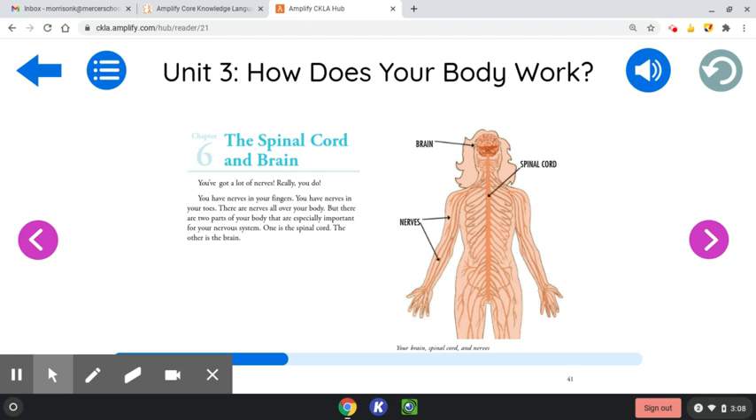Everyone. So we're going to be reading chapter 6 from your Unit 3 readers today, so you can follow along with me if you'd like, if you have it at home, which everybody should have the paper copy at home. But if you just want to look on the screen, that works too, whatever is easiest for you.